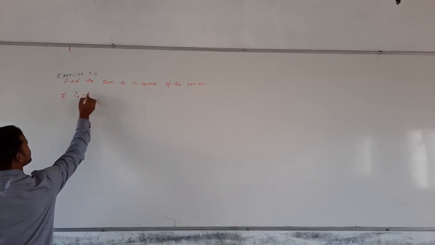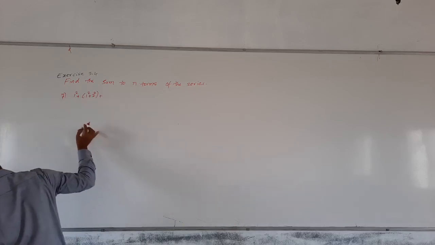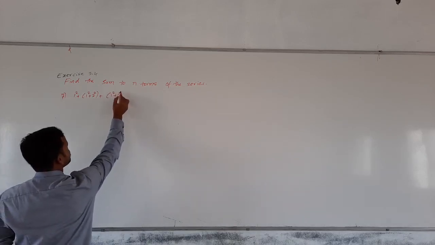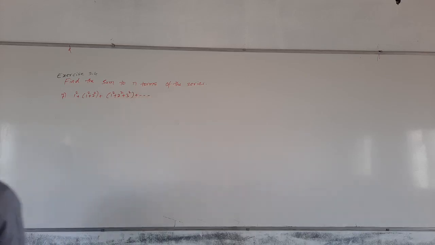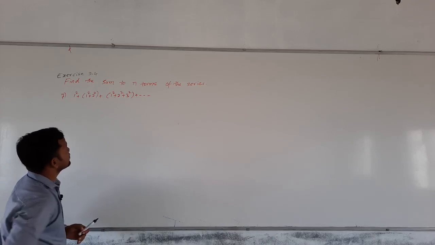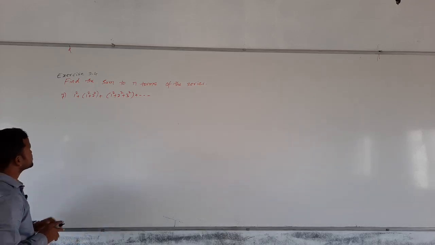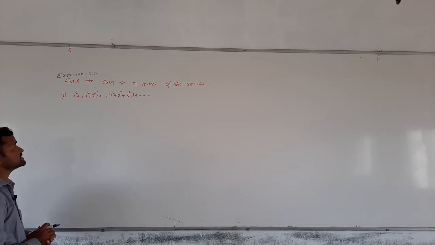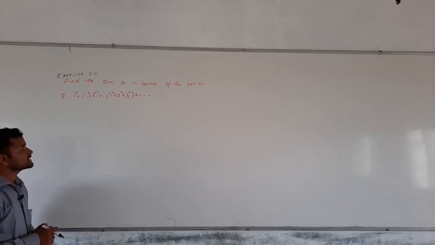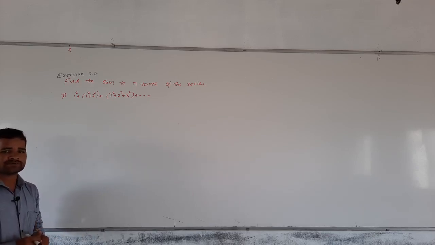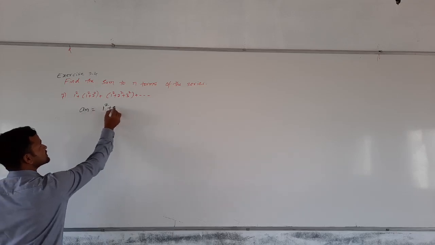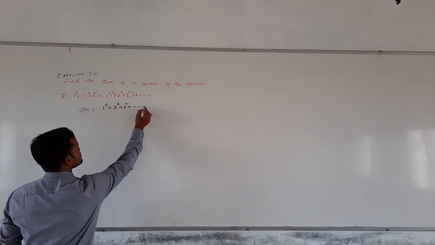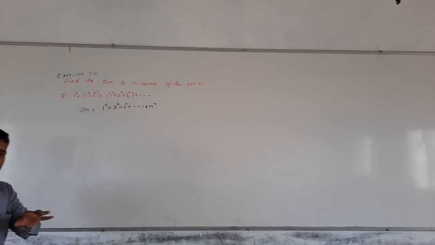1 square plus 1 square plus 2 square plus 1 square plus 2 square plus 3 square plus, and so on. Here you observe the first term is 1 square, the second term is 1 square plus 2 square, the third term is 1 square plus 2 square plus 3 square. In the same way, what will be the nth term? The nth term itself is 1 square plus 2 square plus 3 square plus so on up to n square. This is the nth term, an is equal to.